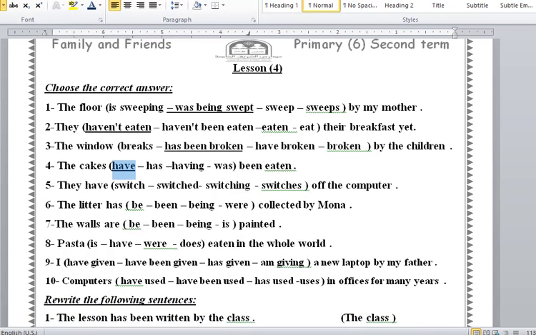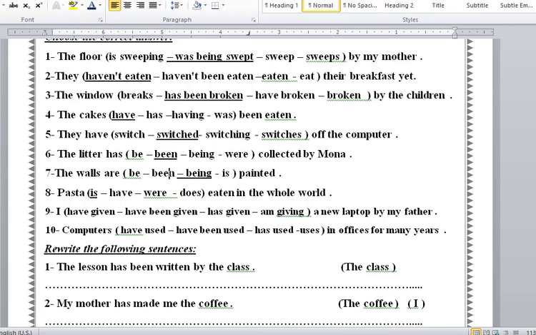This is also passive. They have switched off the computer. Have plus bb. Active sound, have switched. The letter has been collected, so this is a passive one, has been collected. Number 7, the walls are being painted, and this is the passive in the present continuous form. Am, is, are plus being plus bb. Pasta is eaten in the whole world. Yeah, sure, it will be pasta is eaten. This is the passive in the present simple.